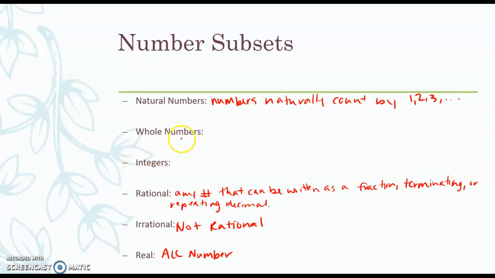Whole numbers are our natural numbers plus 0. So when we talk about whole numbers, we're adding 0 into the mix. And integers are our whole numbers and their opposites. Opposites being negatives.